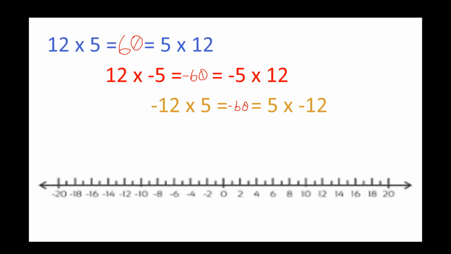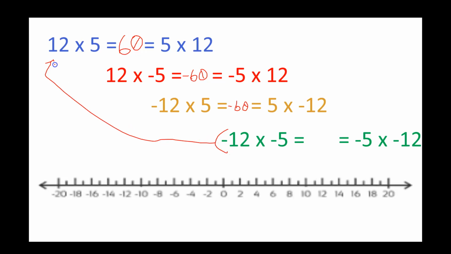The new concept then is what if both of them are negative? Negative 12 times negative 5 or negative 5 times negative 12. Remember that if both of them are negative, they agree on what they are. Just like the problem in blue agreed that both of them were positive, in green, both of them agree to be negative. And so negative 12 agreeing with negative 5 gives us a positive result, 60.